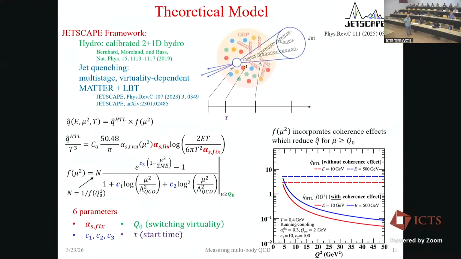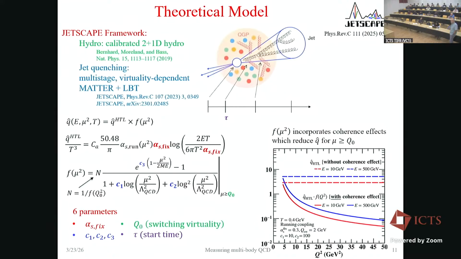Sorry, this is a little confusing. This is the master equation, and this is the expression of F. Yes, but the question is about the plot which you showed. There is a q hat as a dashed horizontal line, and then the one with F(Q squared), which goes down as a function of Q squared. These dashed lines are for no virtuality dependence, for two different jet energies, 10 GeV and 500 GeV. Yes, that's a difference.